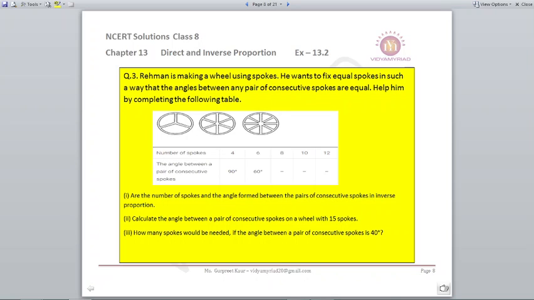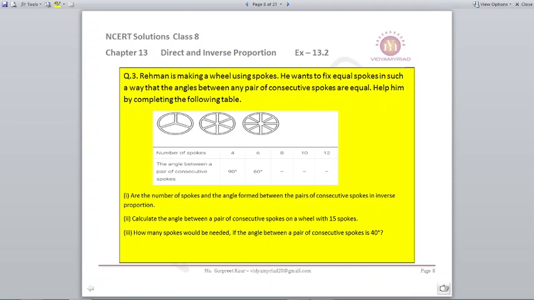Rahman is making a wheel using spokes. He wants to fix equal spokes in such a way that the angles between each pair of consecutive spokes are equal. Help him by completing the following table. Now 4, 6, 8, 10, 12. If you see, as the number of spokes increases, definitely the angle between them will decrease.